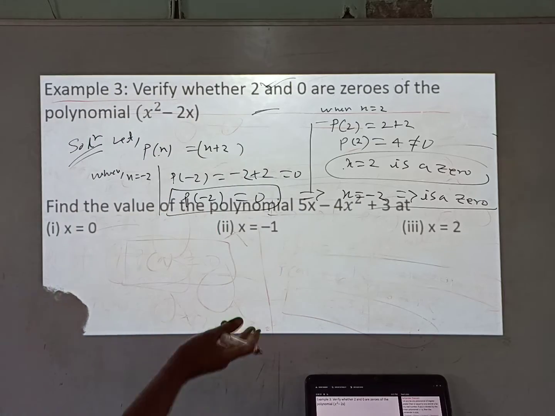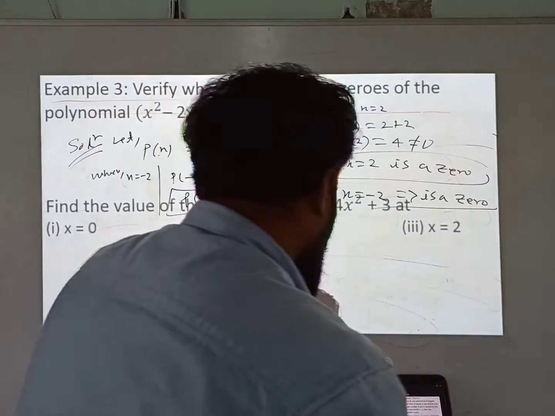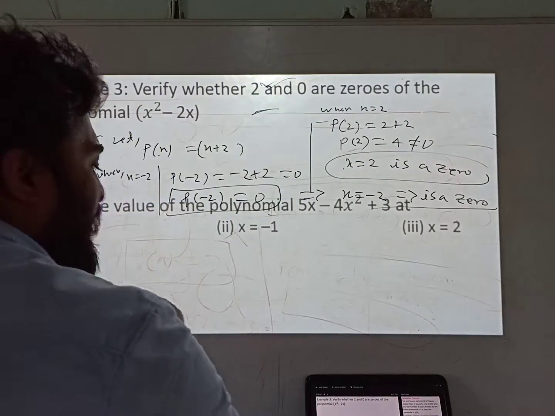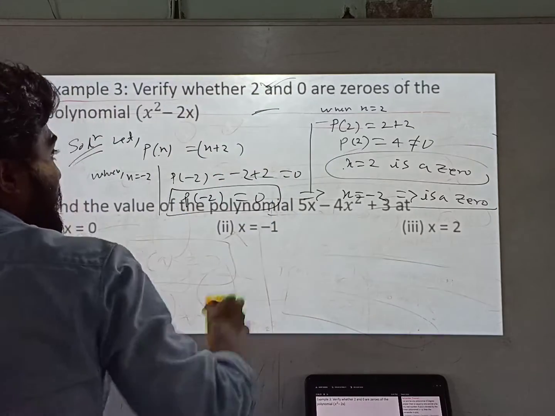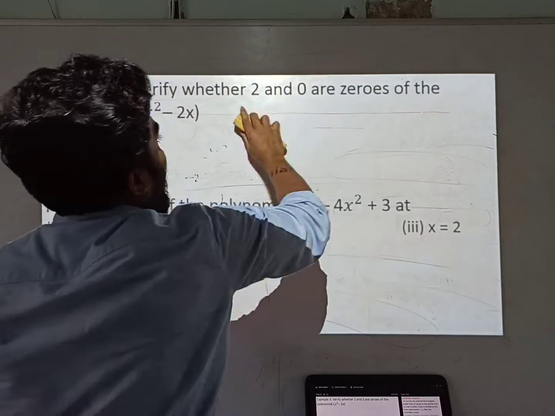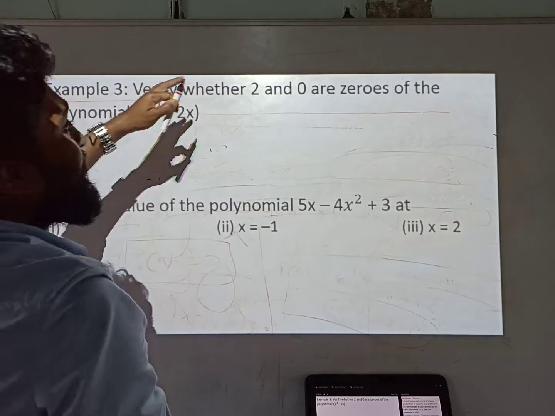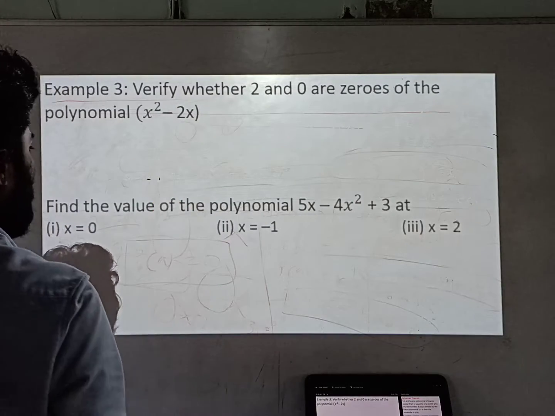Next, verify whether 2 and 0 are the zeros of the polynomial or not. What do we have to verify? We need to verify whether these 2 and 0 are zeros of this polynomial or not. Very simple thing. Let's do it quickly.